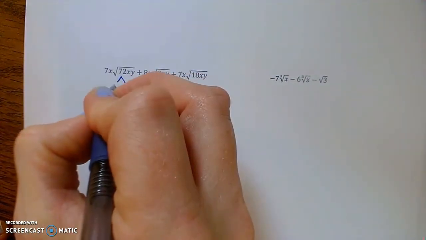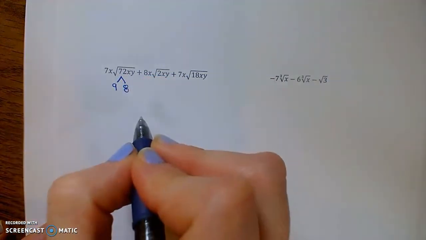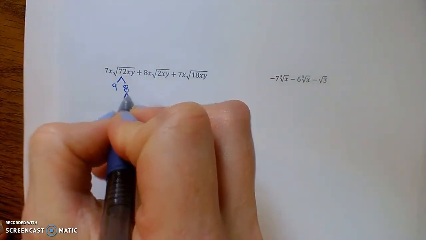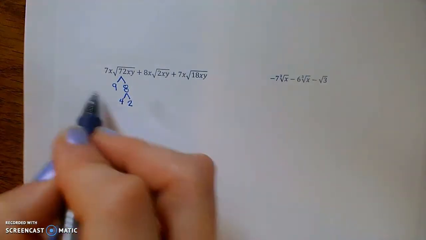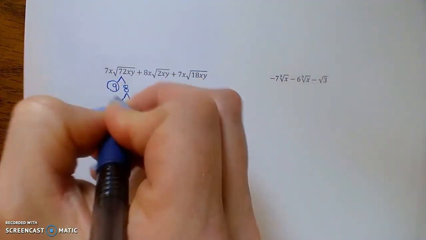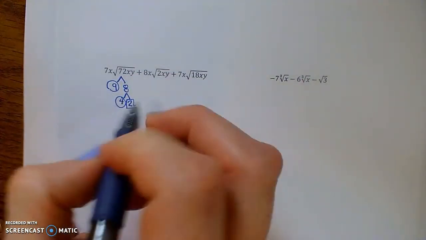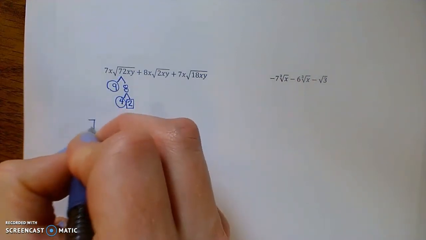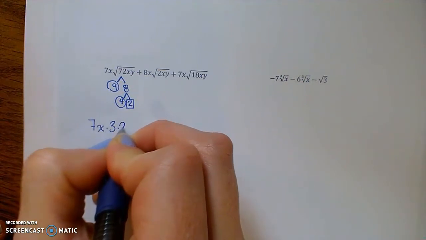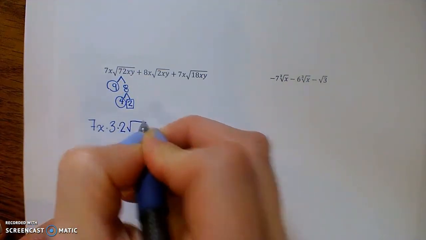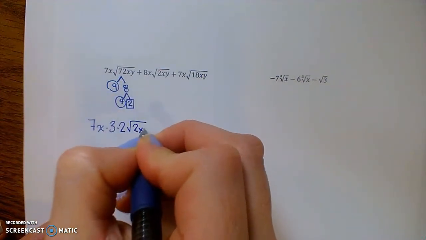72, I know, is 9 times 8. 9 is a perfect square number, and 8 is 4 times 2. 4 is a perfect square number. So you can bring out the 9, bring out the 4, and then the 2 will be left underneath. So the square root of 9, let me first write down the 7x. And then square root of 9 is 3, square root of 4 is 2. And then what I have left underneath the square root symbol is 2, and then the xy.